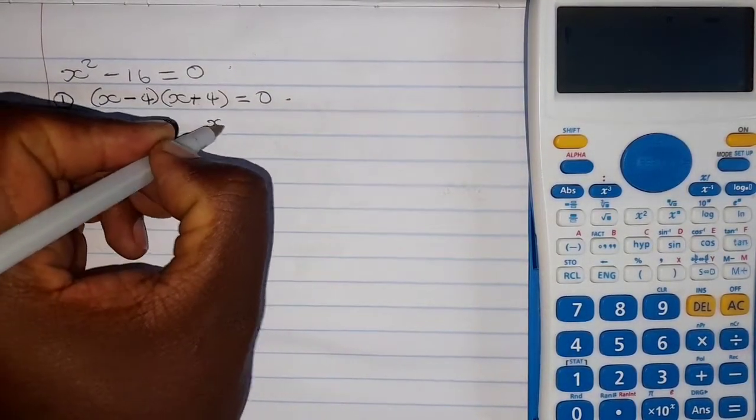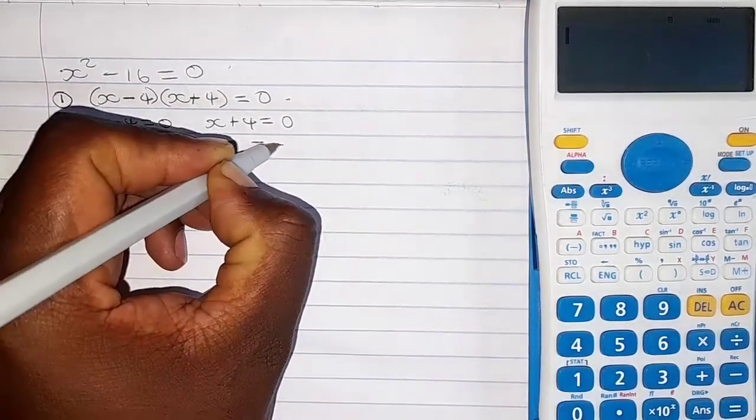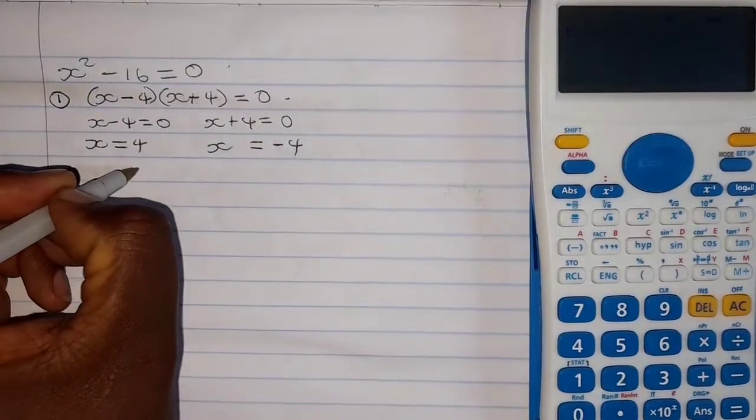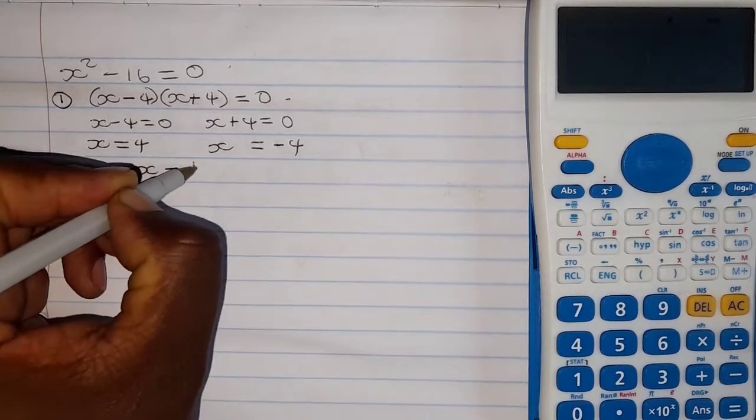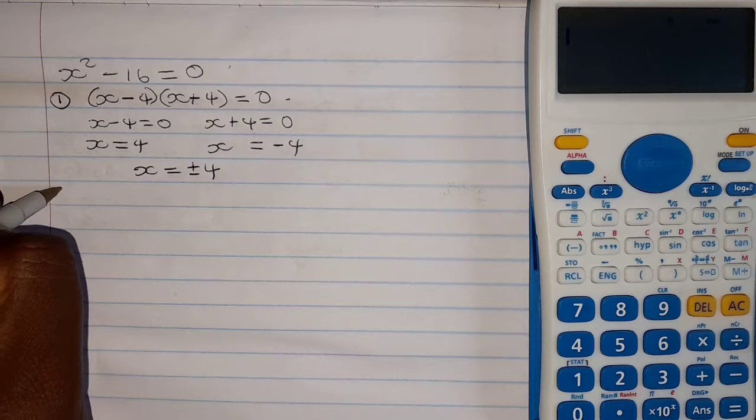And for this one, x plus 4 is equal to 0. So your x will be equal to negative 4. So together we can say x is equal to plus or minus 4. This is the first method.